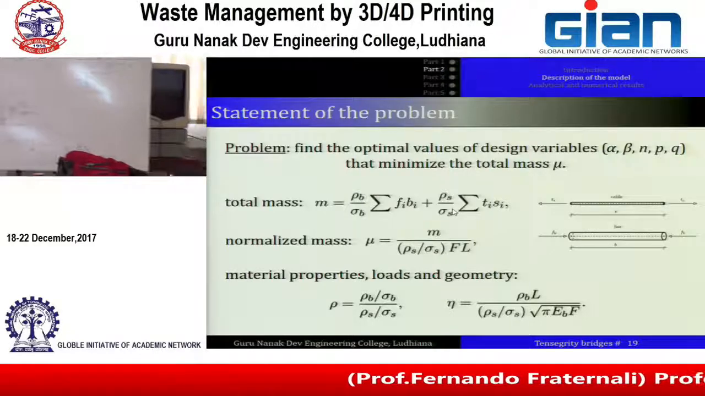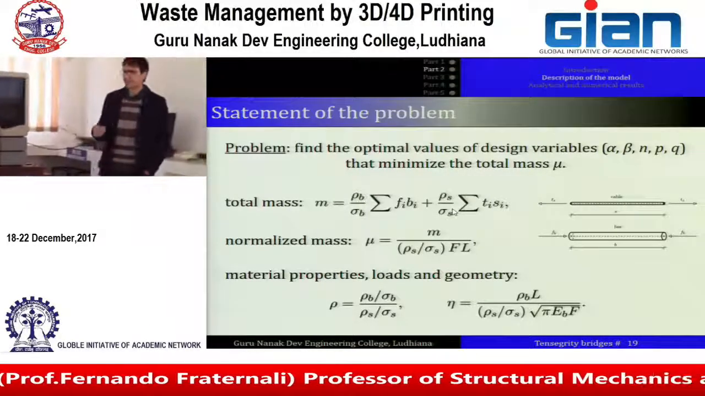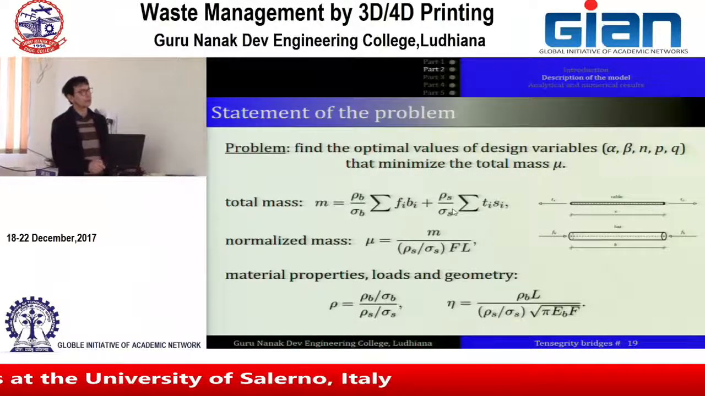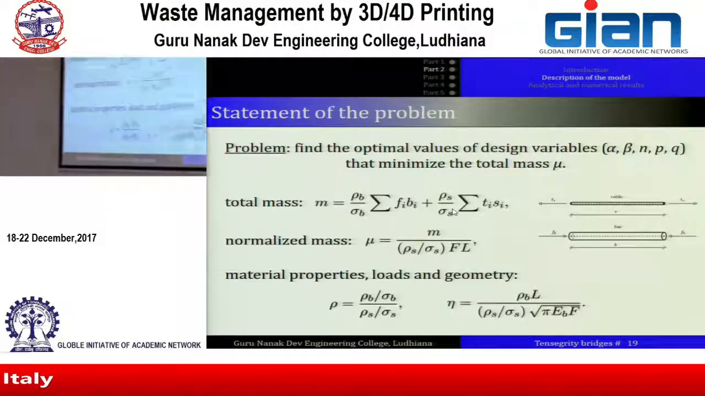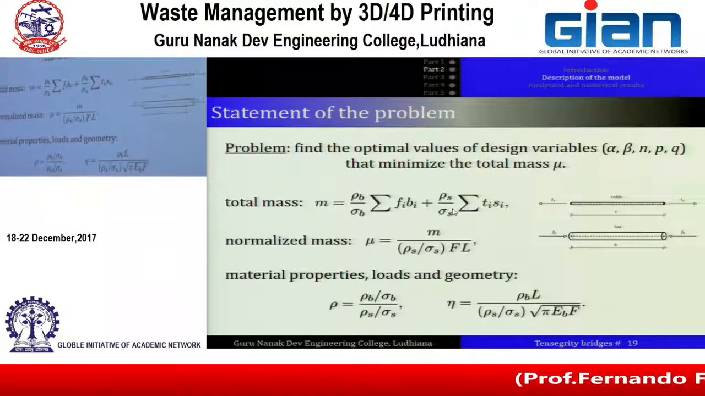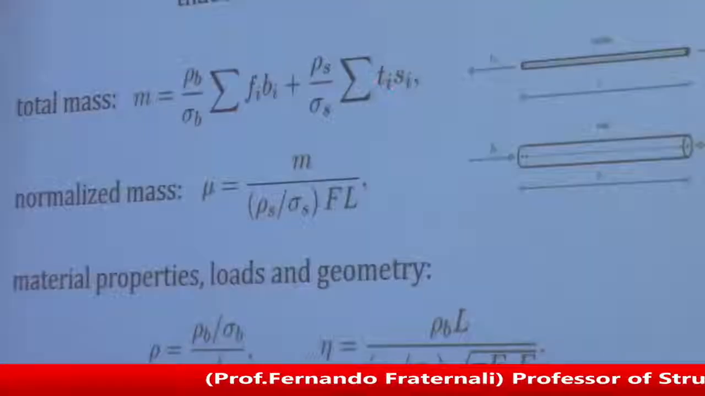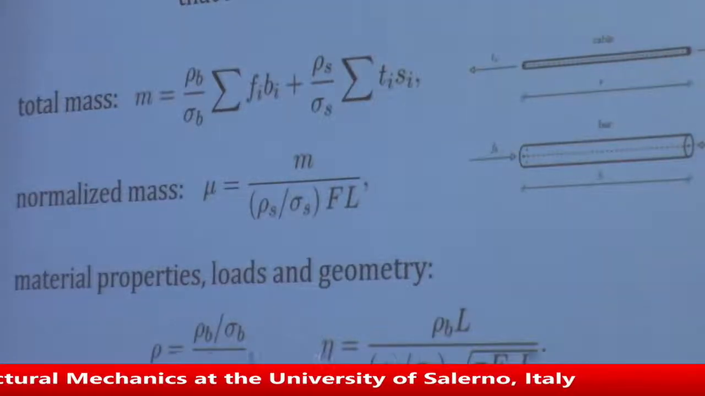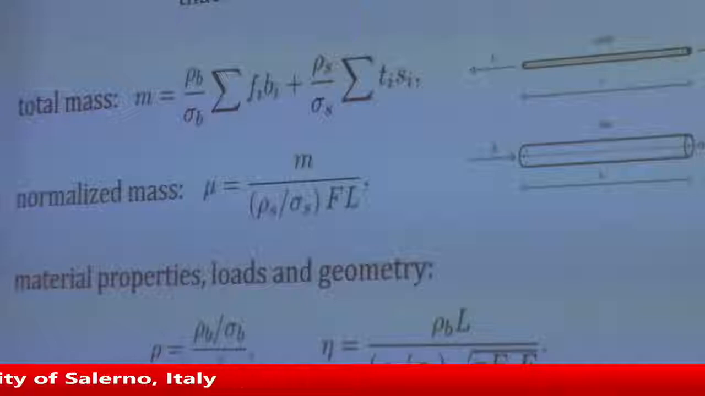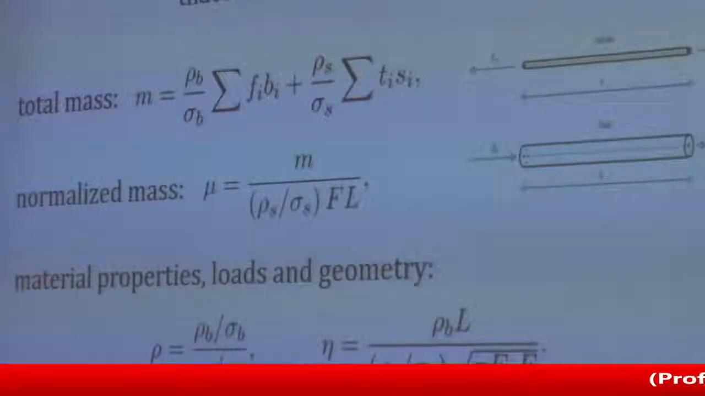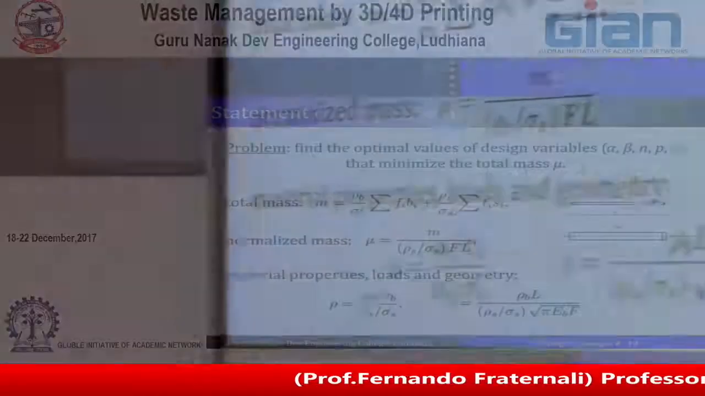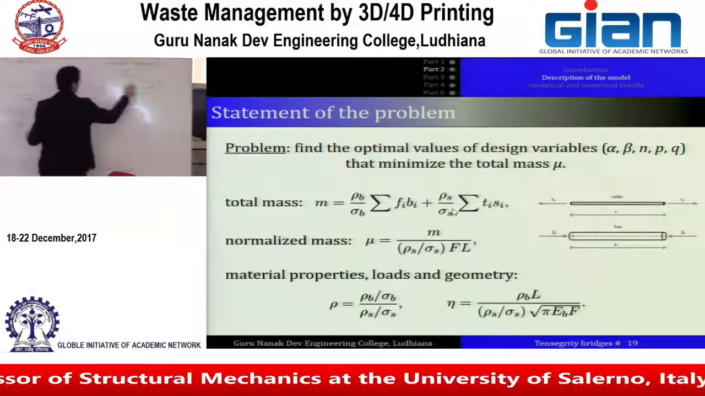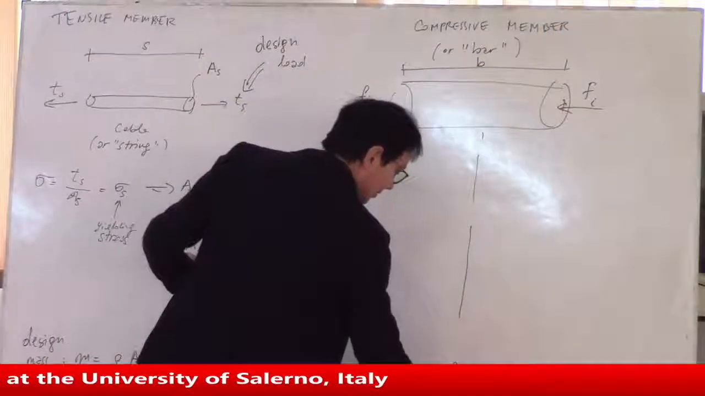Summation of rho over sigma. If we use a unique material for the bars and a unique material for the strings, these terms go out of the summation. The summation of the force in the i bar times the length of the i bar, plus rho s over sigma s times the summation of the force in the i string times the length of the i string. It's all i, it's just an index. This is the i member, so we call this i, and we call that i, because it's the same member. This is F.